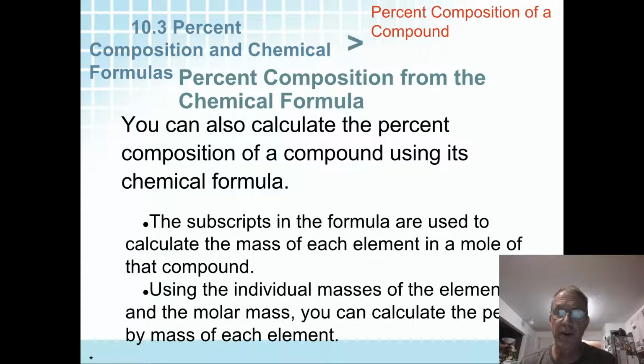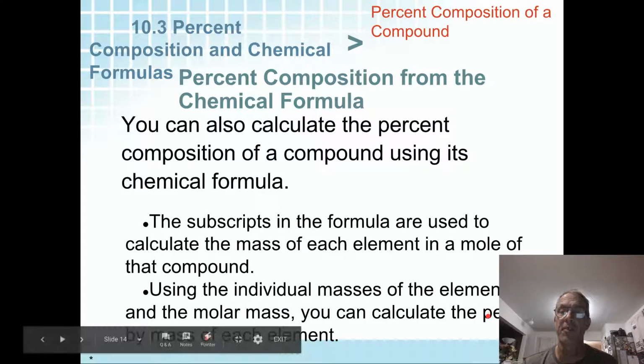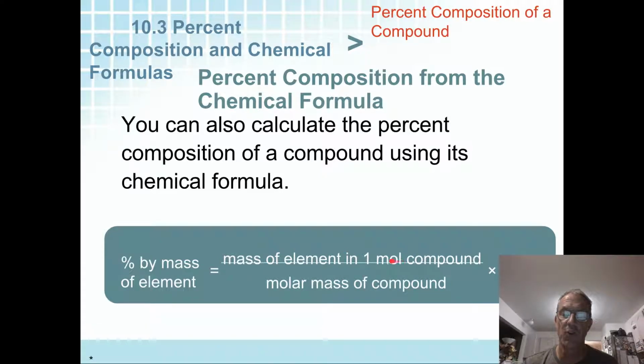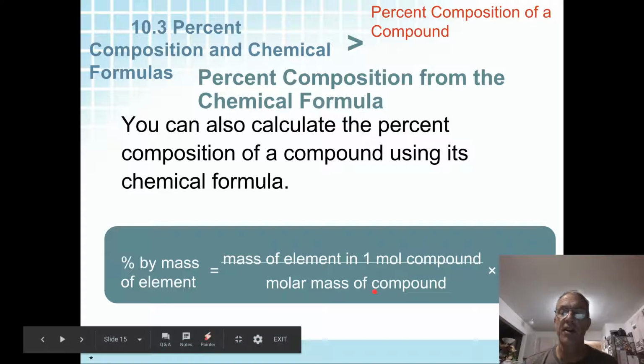But the most important way, which I think you'll see a lot of, is using subscripts. And so we're assuming that all that's in this compound is the elements that are present in the formula. And what's really cool, the easiest way to do it is, let's say we had the molar mass of some compound. So again, you take the mass of the element in 1 mole of the compound, then you divide by 1 mole of the compound itself, which is the molar mass, times 100.